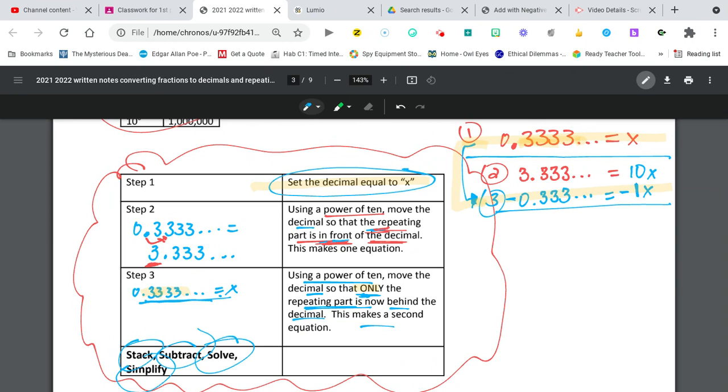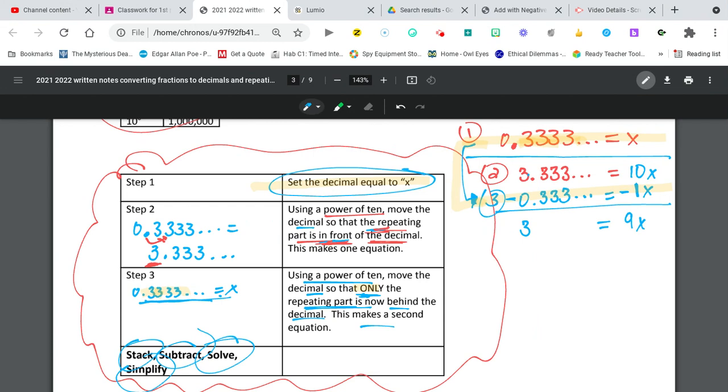So watch. 3 minus 3, 0. 3 minus 3, 0. 3 minus 3, 0. Bring around my decimal. 3 minus 0, 3. I don't need those zeros, guys. So I'm just going to drop them. So that's 3. And then bring down your equal. And now 10x minus 1x is 9x.